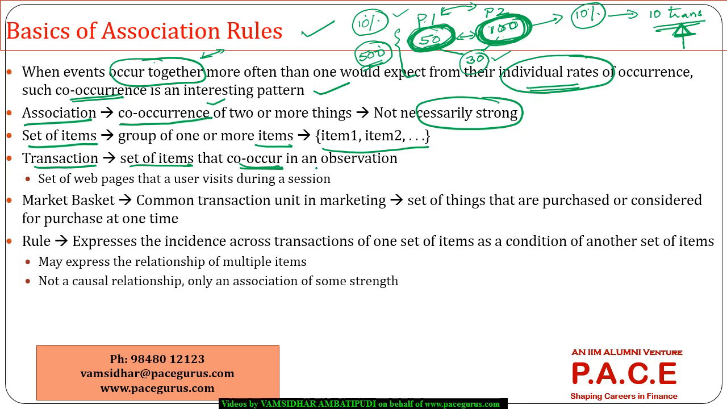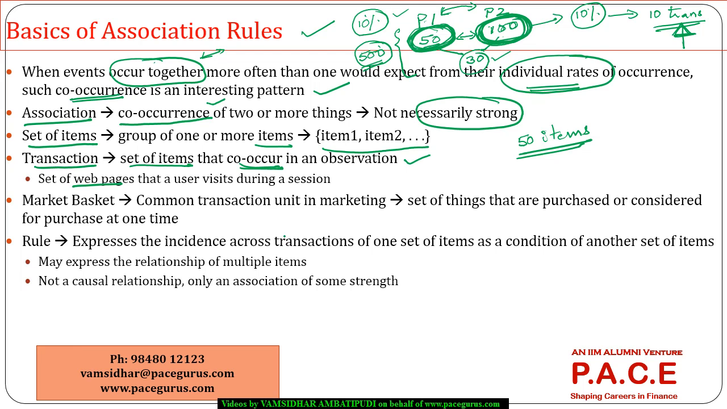Those set of items that come together in an observation, that is what we are calling a transaction. So if I have purchased 50 items in one single transaction, that is a transaction. All 50 items are purchased together, right? Or all 50 pages are visited one after the other, right? That's a kind of transaction. A set of pages visited during a session, a set of items that are purchased together.